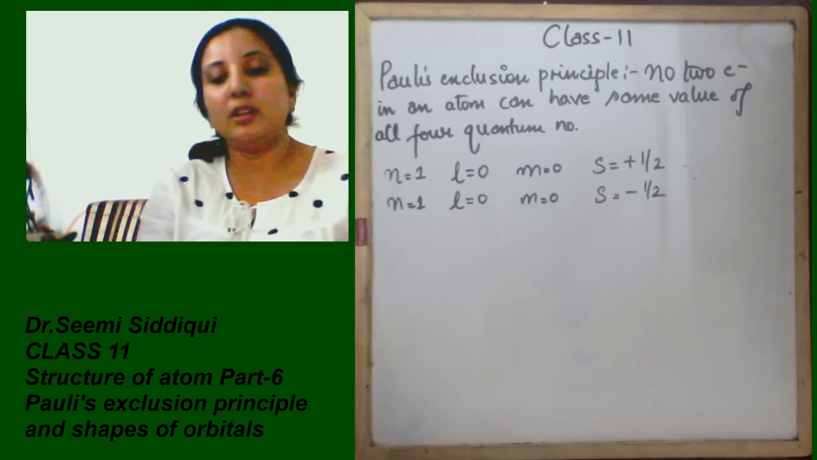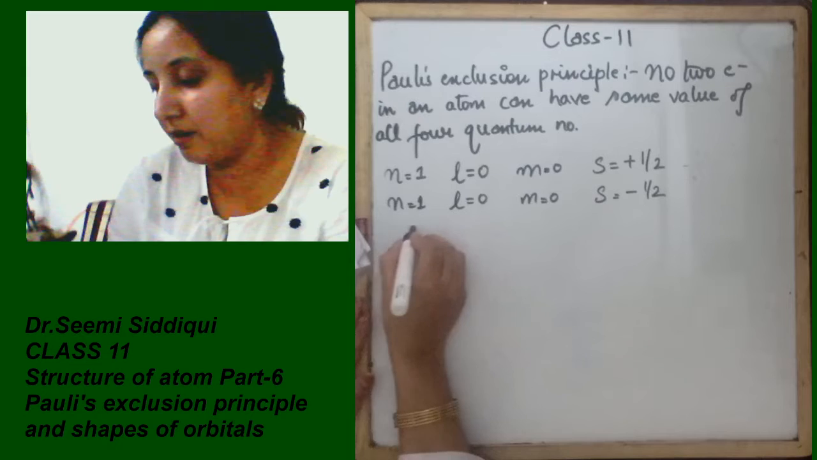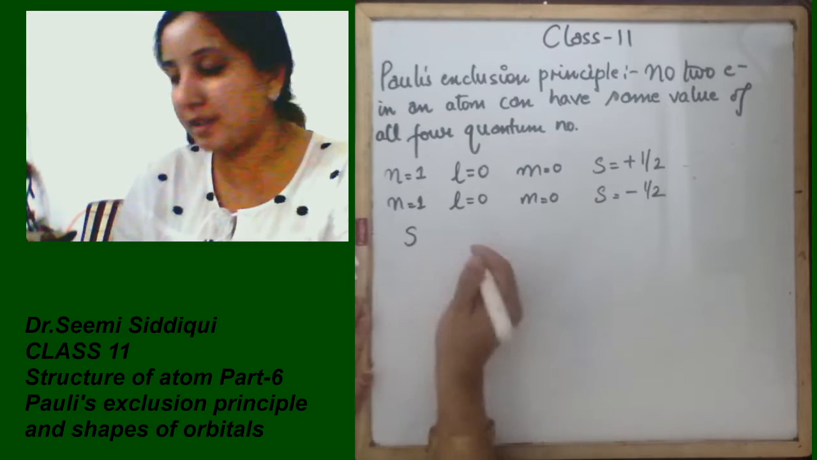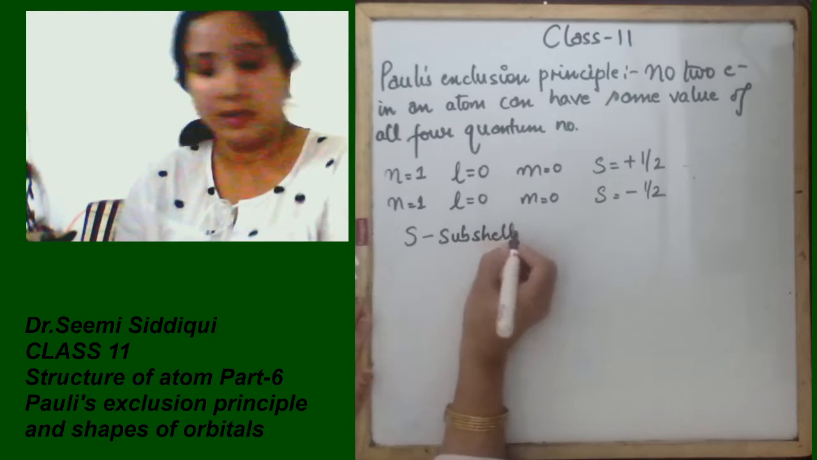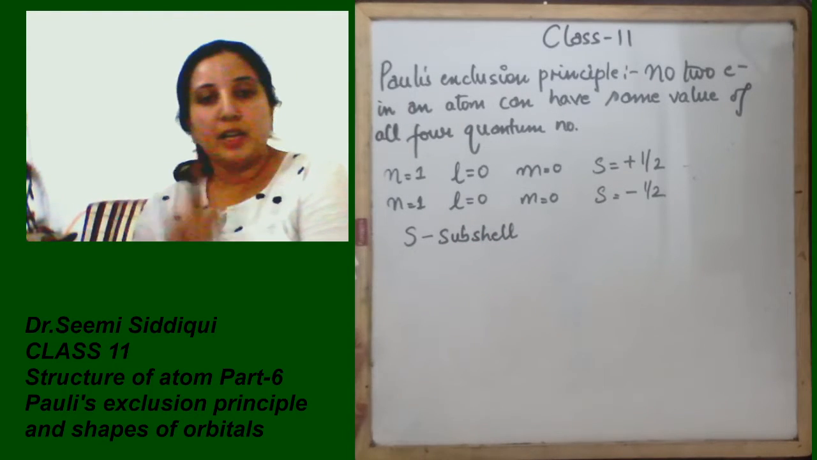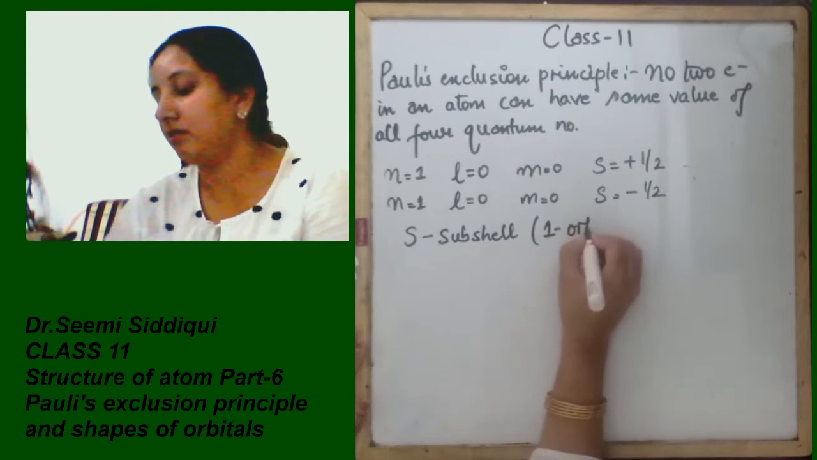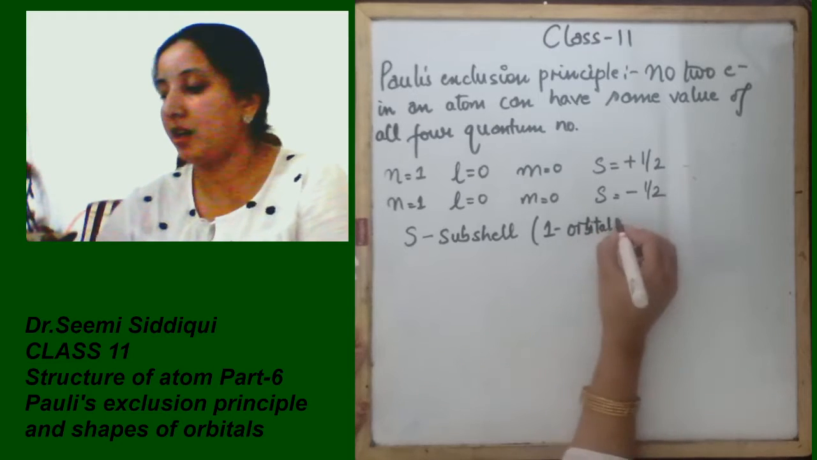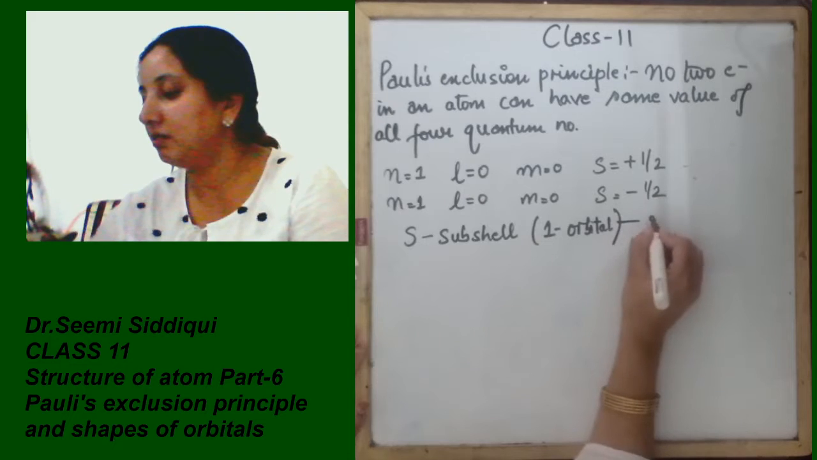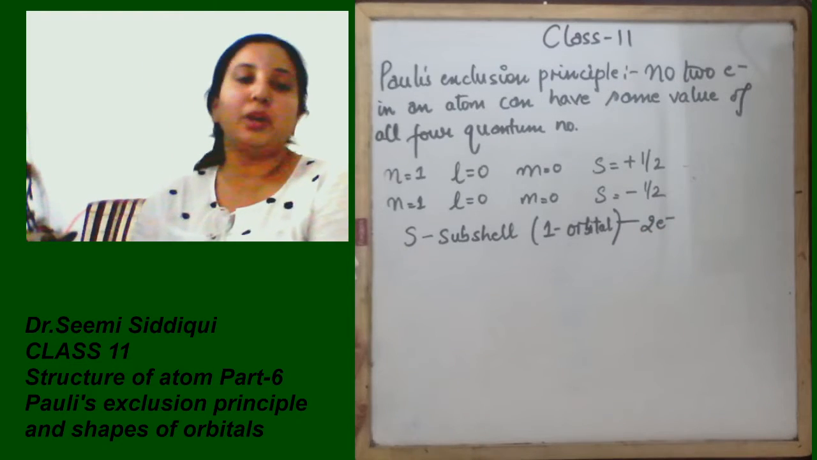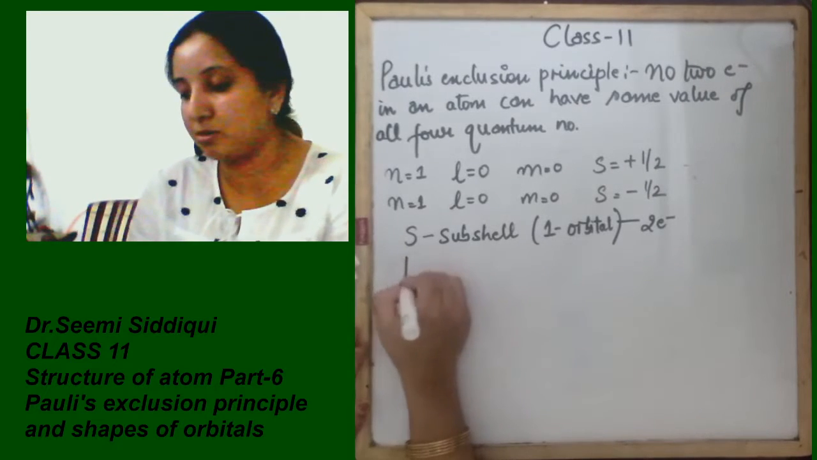Now let's look in more detail. For the s subshell, it contains one orbital only. Now that one orbital can consist of two electrons only. It can have a maximum of two electrons only.